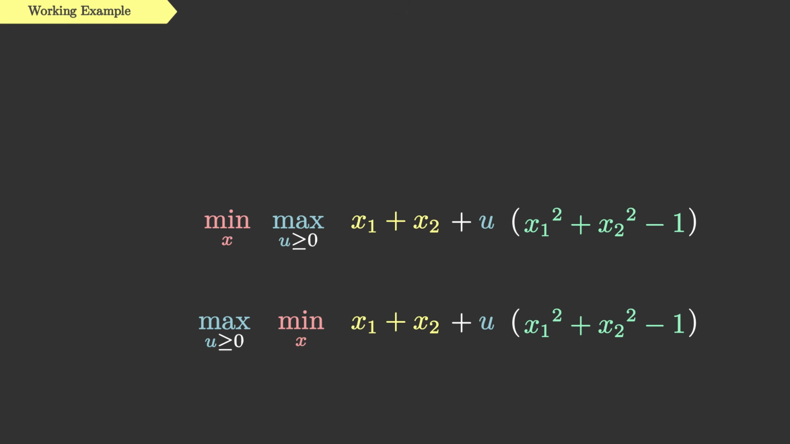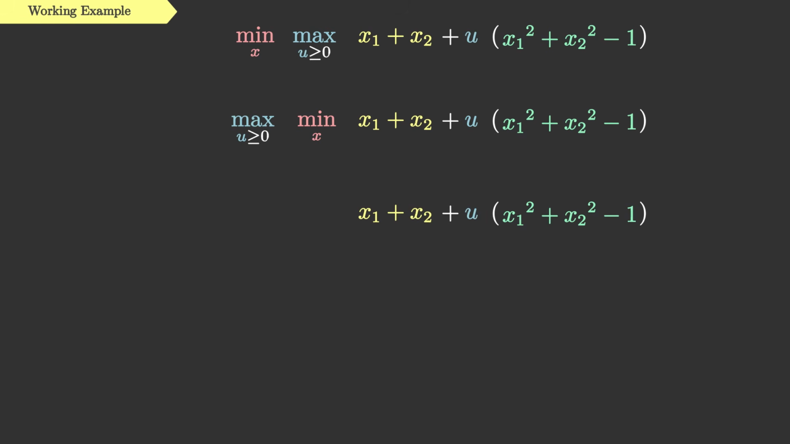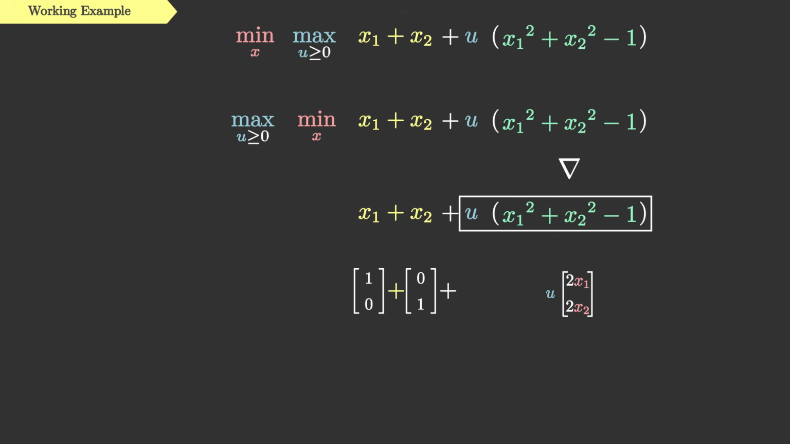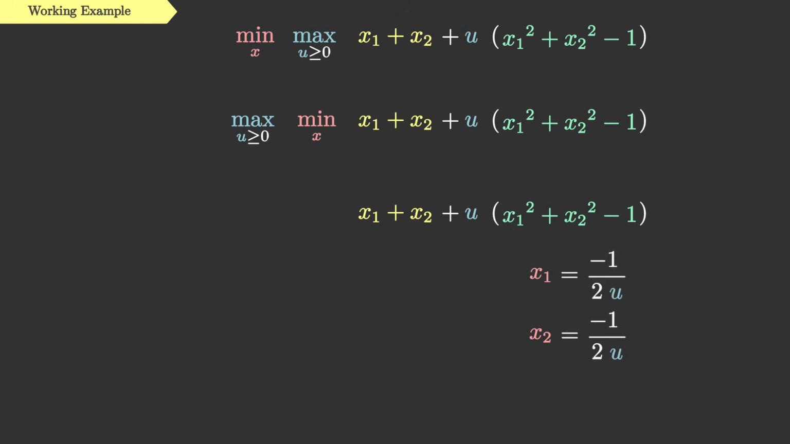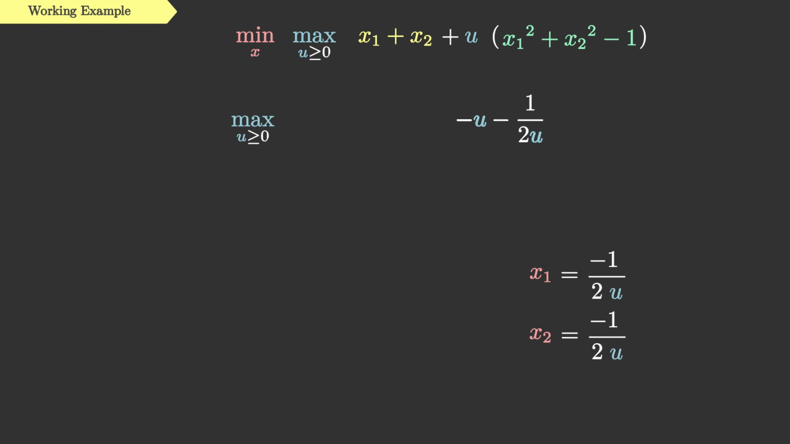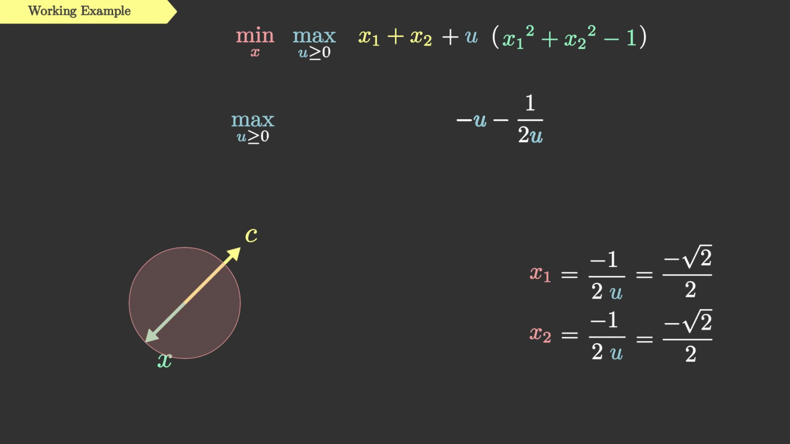Well, if u goes first, then the x player's job becomes much simpler. He just needs to minimize this quantity. And I emphasize here that this quantity is a convex function without any constraints. So x can just take the gradient of this quantity, set it to 0, and solve for x. And now that we know what the response of x should be, we can plug that back in, maximize with respect to u, and get the solution x1 equals x2 equals minus square root of 2 over 2.